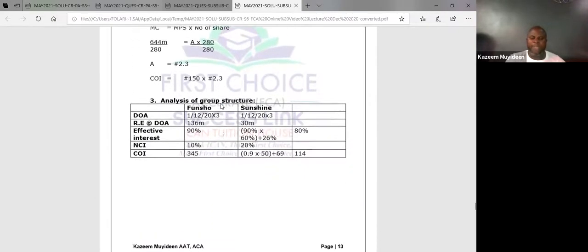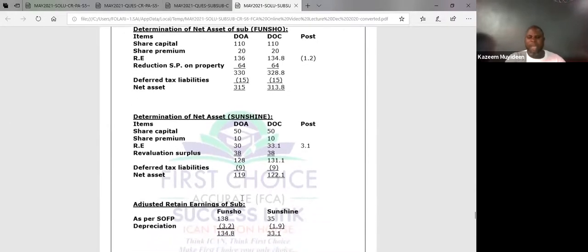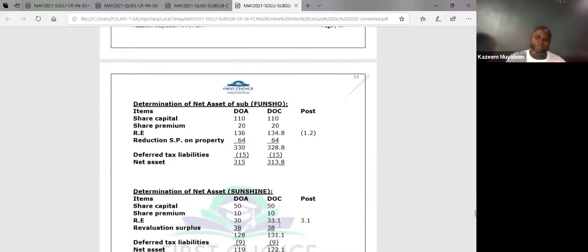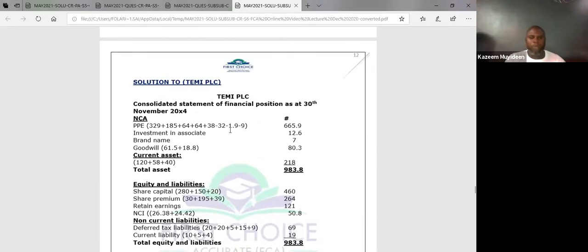On the other one, Sunshine, there is a revaluation surplus on Sunshine of 38. 38 times 0.05 is 1.9. On the Sunshine account, I will debit this account for not charging the depreciation correctly on the revaluation surplus of 1.9. Then I will credit the PPE of 1.9.